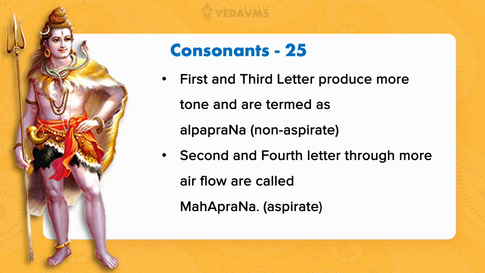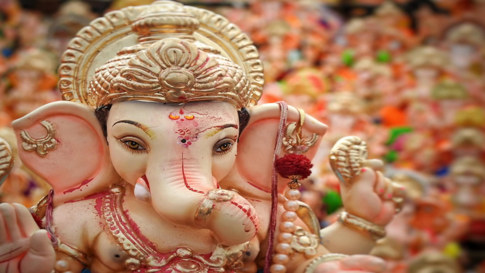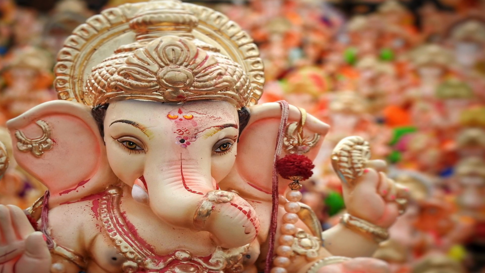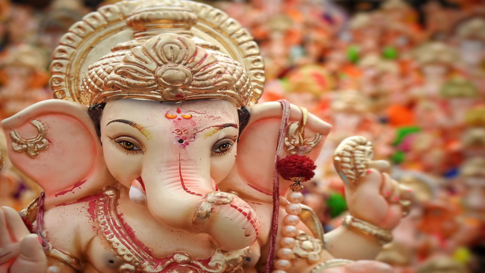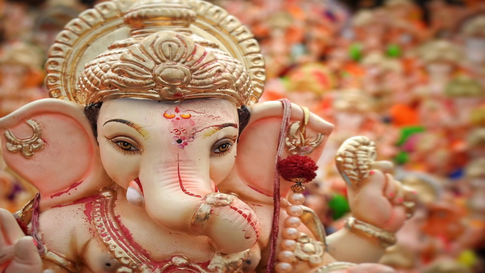So the first and third letters, in which less air is thrown out and tonal sound is more significant, are called alpa prana or non-aspirate. Whereas the second and fourth letters, when you utter them, have more air thrown out. They are called mahaprana or aspirate, right? So this is one way of looking at the end effect of throwing more air or producing more tone. This is a different type of classification. This is also critical to understanding some of the grammar rules as we go along.